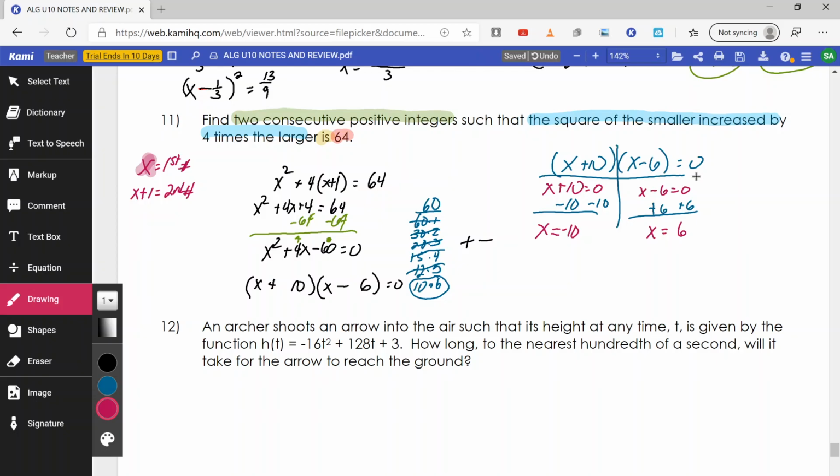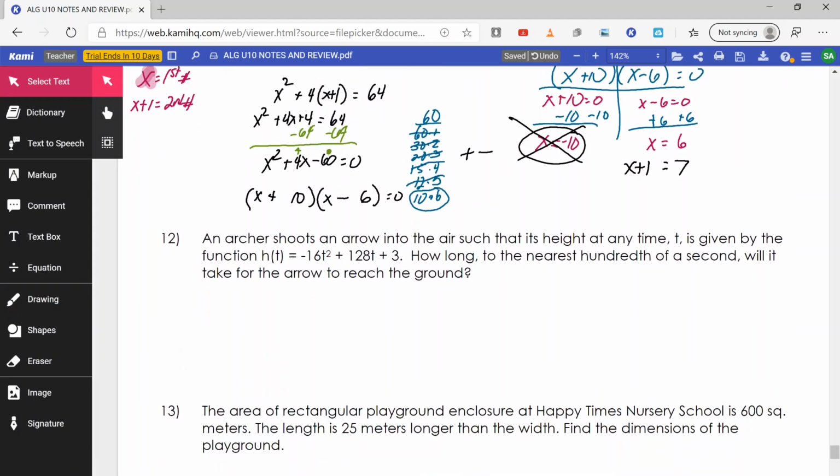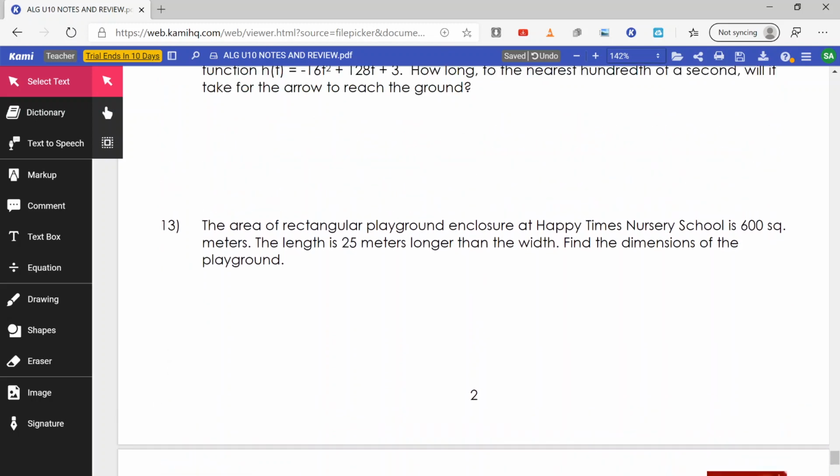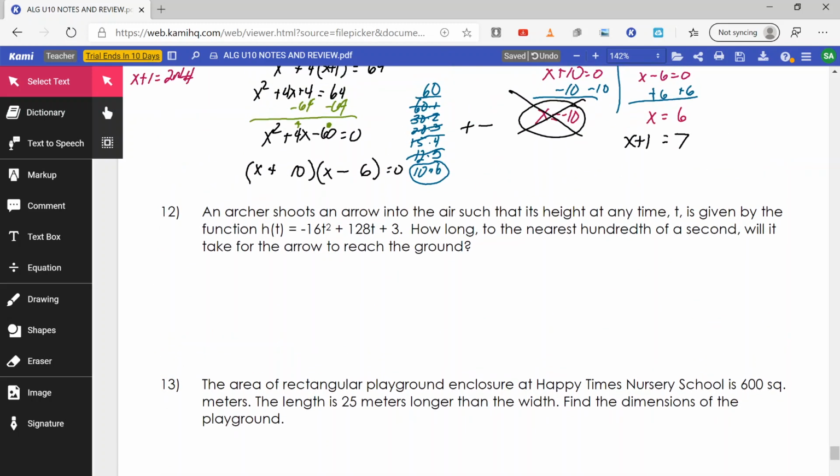So the thing with this problem is it says we have 2 consecutive positive integers. If I look at my answers, here we have negative 10. That's not a possible answer because it is a negative. We need positive. So our first number is going to be 6, which means x plus 1 is 7. So there are our 2 consecutive positive integers, 6 and 7. And we can continue using these different forms in order to find the answer, set up problems, and answer questions using factoring, quadratic formula, or completing the square.